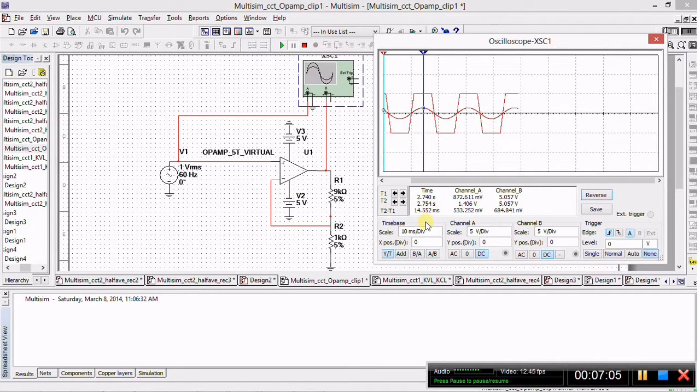So there you have it, guys. We've demonstrated using a non-inverting op amp to amplify a sinusoidal varying voltage at the input, and also we've demonstrated clipping. In our next video, we'll be demonstrating an inverting op amp, which is basically the same principle except that the amplified output is inverted.